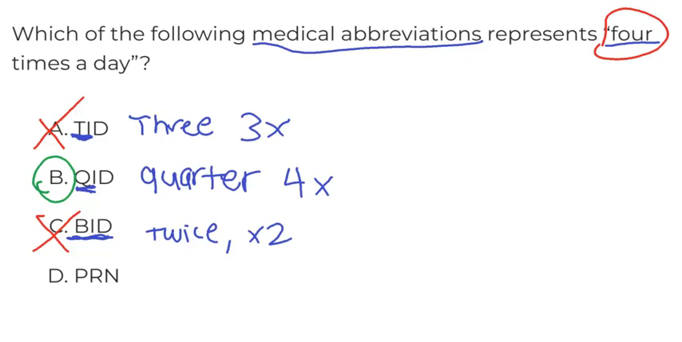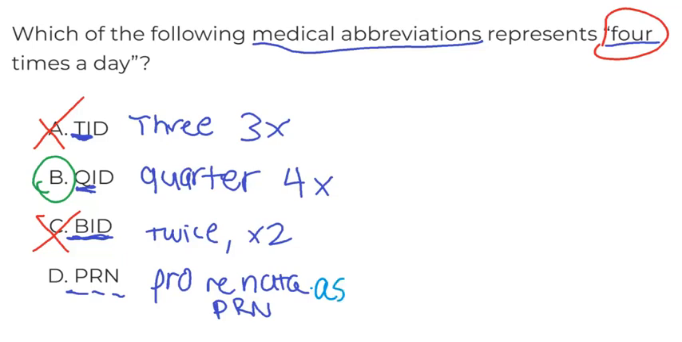And then choice D says PRN. PRN is a fancy way called pro re nata, which means if the situation calls for it. And if the situation calls for it, that means it's as needed. So as needed is not the same as 4 times a day because you give it only when you need it. So we'll eliminate option D.